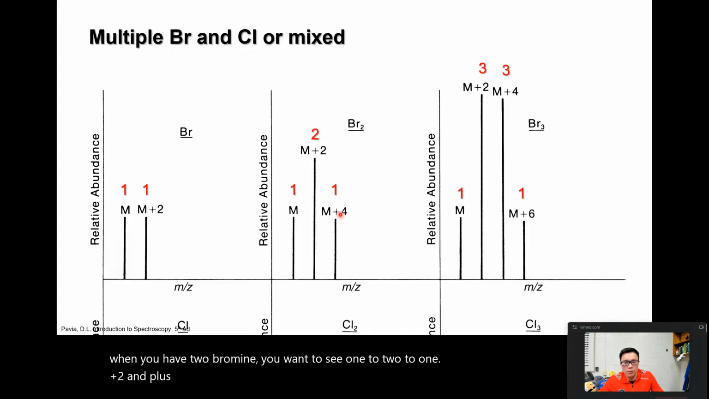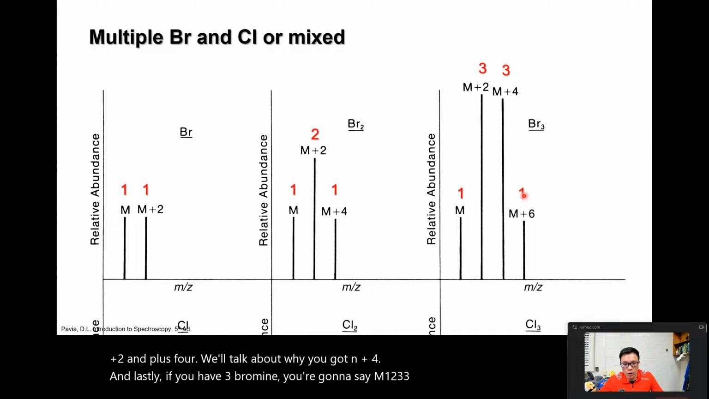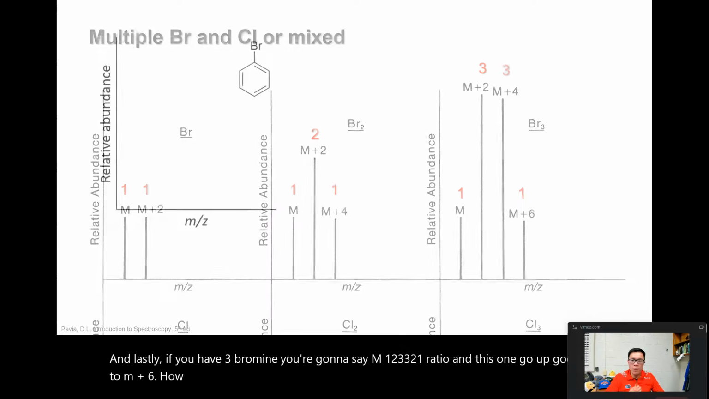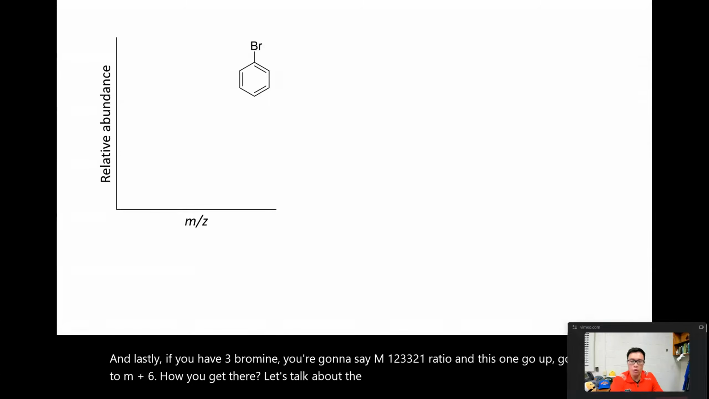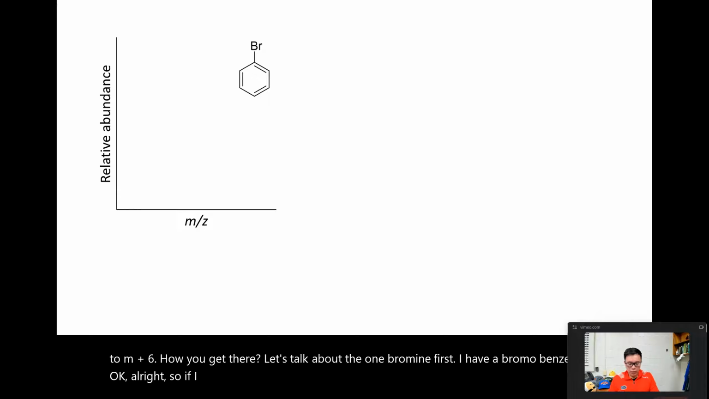We'll talk about why you got M+4. Okay. And lastly, if you have 3 bromine, you're gonna see 1-to-3-to-3-to-1 ratio, and this one goes up to M+6. How do you get there? All right, let's talk about the one bromine first. I have a bromobenzene. If I have a bromobenzene in the solution, put this solution into the mass spectrometer.